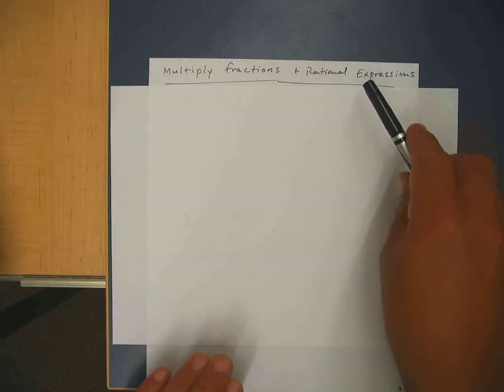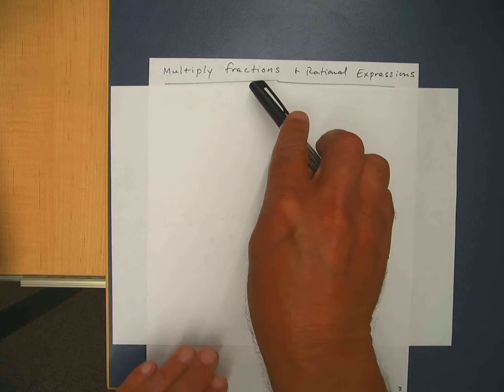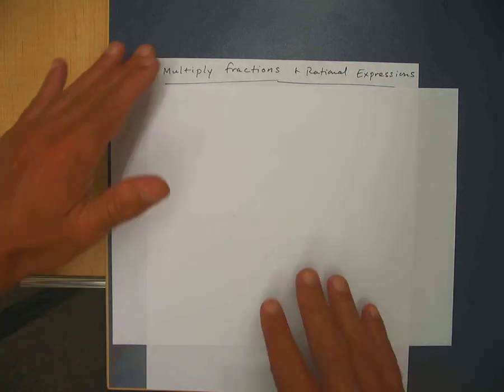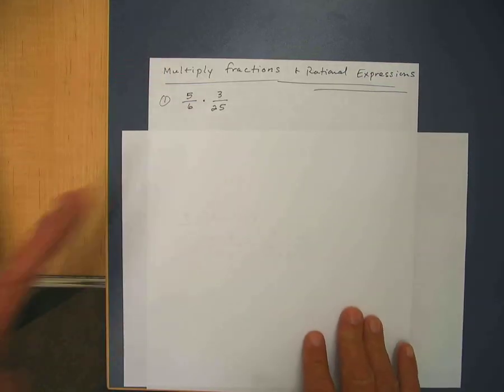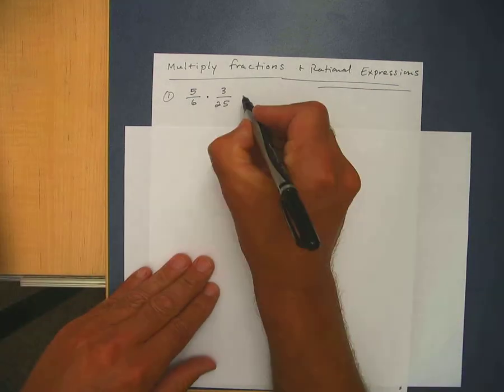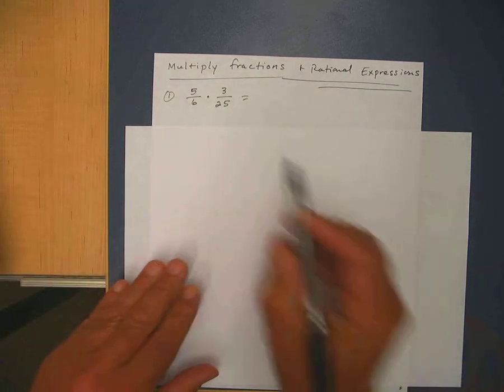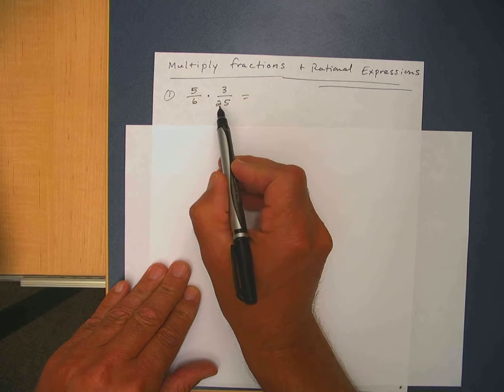Now let's look at multiplying rational expressions. And first I want to look at multiplying fractions and use the method that we will use for multiplying rational expressions for multiplying these fractions. I think you all recognize that when we multiply fractions, you multiply the numerators and you also multiply the denominators.